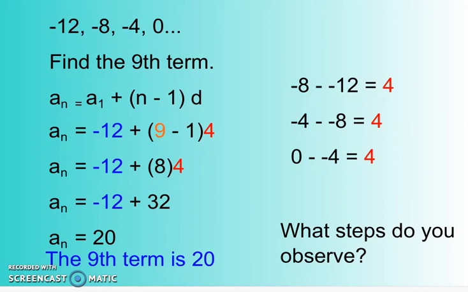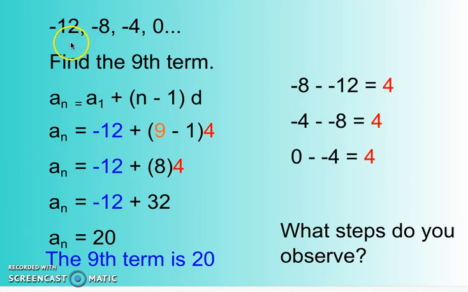Okay, so let's look at an example. Here's our sequence: -12, -8, -4, and 0. And our job is to find the 9th term. I want you to notice the steps that are happening. What's the first step? Well, the first step I notice is we're plugging in the numbers that we know.